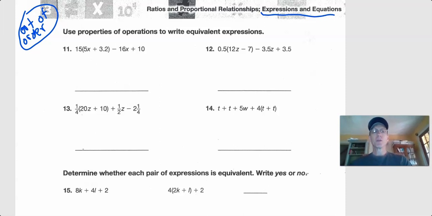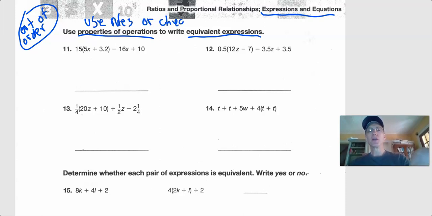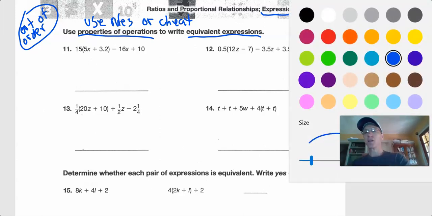Basically what we're going to do here, it says use the properties of operations to write equivalent expressions. All you're doing is using the rules or cheats, like it's a video game. You know, if you hit the X button it jumps, or if you hit the back button it does something else in your game. So these are just rules that algebra follows. That's all they are. Just think of it like a video game.